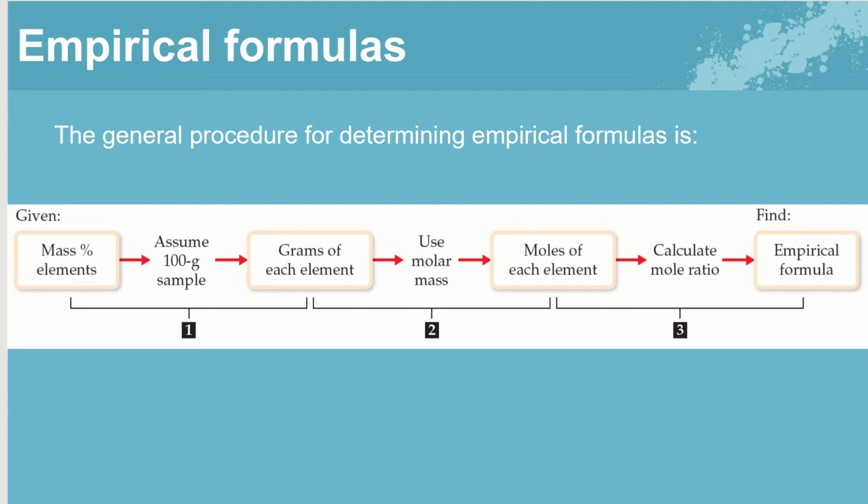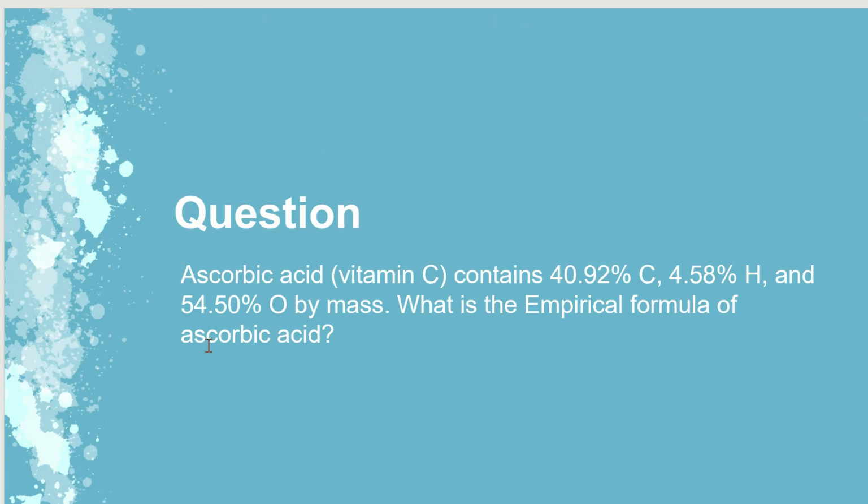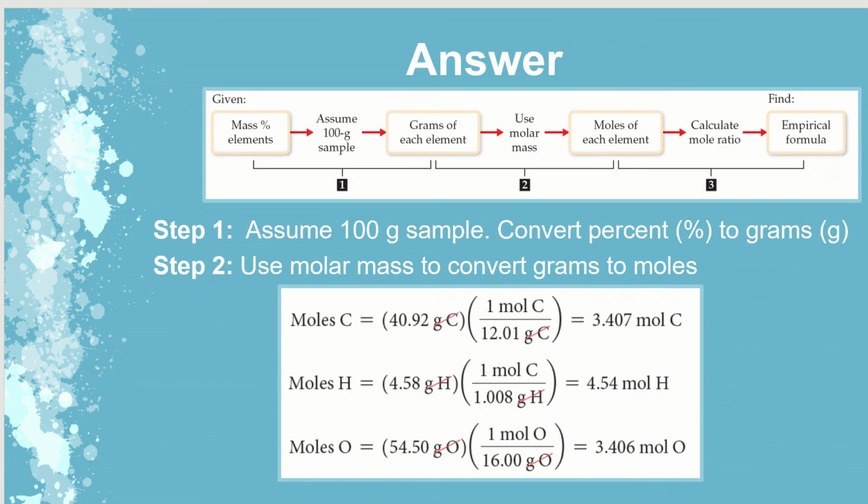So let's see if you were following. Our question here says ascorbic acid, which is vitamin C, contains 40.92% carbon, 4.58% hydrogen, and 54.50% oxygen by mass. What is the empirical formula of ascorbic acid? All right, so I would love if you take a second to try to attempt the answer before you look at it. All right, that's how we learn.